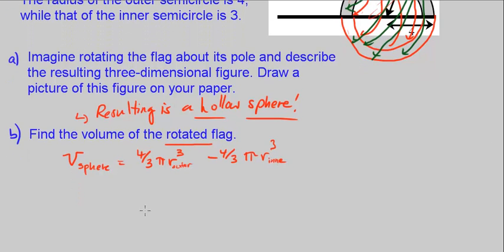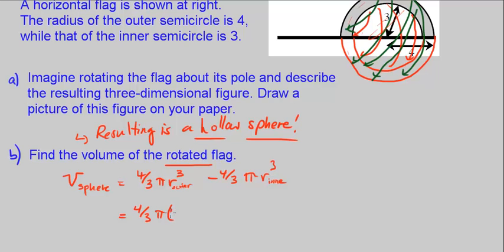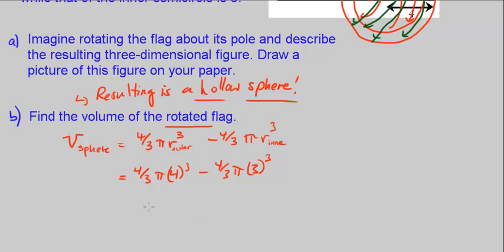Okay, so now let's just plug in our values. That's 4/3 pi. The outer semicircle has a radius of 4, so that's 4 cubed, minus 4/3 pi r, and that r is 3, so 3 cubed. So 4 times 4 is 16, times 4 is 64, so you have 64 times 4/3 pi, minus 3 times 3 times 3 is 27, 27 times 4/3 pi.